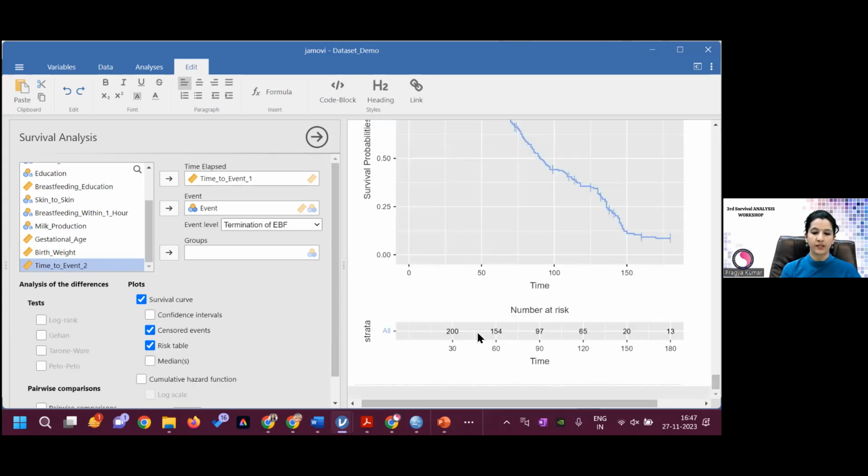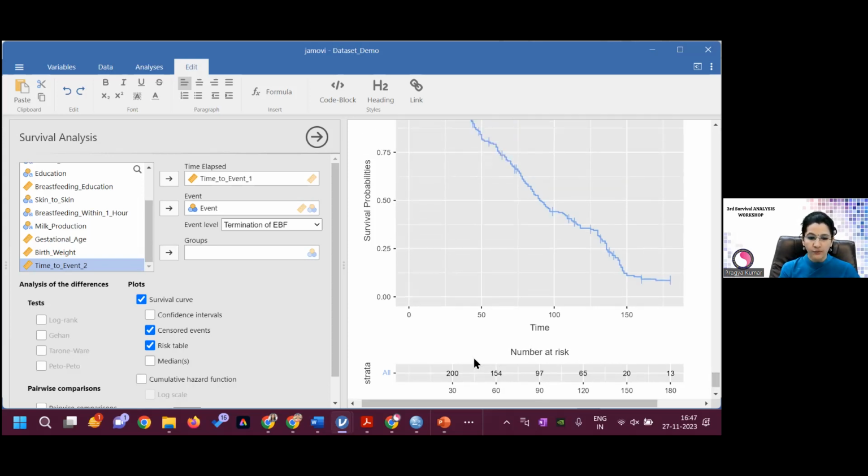So now you can see it is a risk set at each time point, and since it is all, it is not like breaking it into male and female or any categories. So at 30 days, 200 people survive. Then at 60 days, 154, 90 days, 97, 120, 150, 180, like this. So you can calculate the cumulative survival also from this.